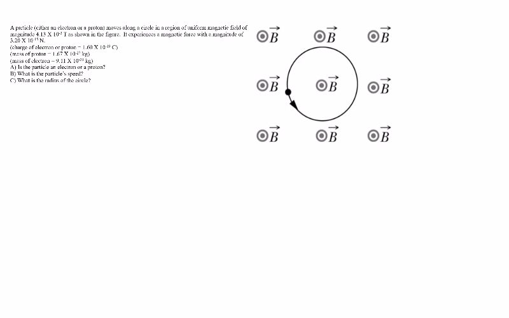A couple of students suggested that maybe I try out a sample magnetic force on a moving charge problem. So I have one here. It says a particle, either an electron or a proton, moves along a circle in a region of uniform magnetic field of magnitude 4.13 times 10 to the minus 3 Tesla, as shown in the figure. You can see in this figure that it experiences a magnetic force with a magnitude of 3.2 times 10 to the negative 15 newtons. And then it gives charges and masses of electrons and protons.